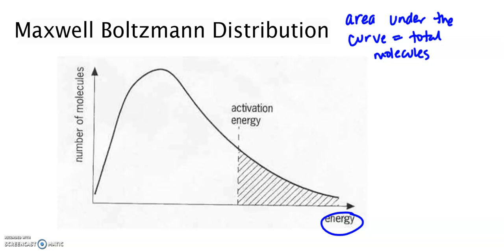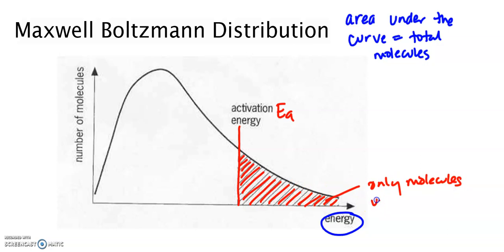So you've got to get to this point right here to hit your E sub A before your molecules actually react. Like in this situation right here, these molecules under the curve right here, only these would react. Okay, so I'm going to make a note. Only molecules under the curve and past E sub A will react at whatever this temperature is. I'm just going to label this temperature 1.